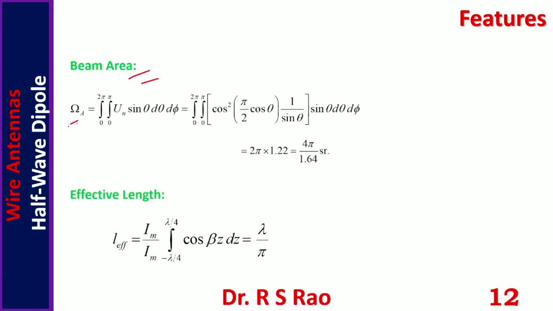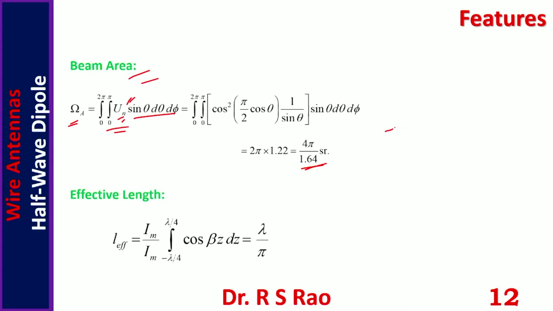One way is Omega A equal to the integral from 0 to 2 pi, 0 to pi of UN, the normalized radiation intensity, times sin theta d theta d phi. This is one way. UN is available, the normalized radiation intensity. Substituting that expression in this relation, one can get it as 4 pi over 1.64. This is one way of finding beam area.